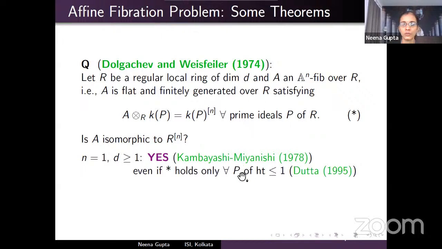In a deep result due to Amartya Kumar Dutta, my supervisor, he proved that this condition on all the fibers can be reduced to only prime ideals of height less than or equal to 1. So it is enough to assume the condition only on prime ideals of height less than or equal to 1. In a highly non-trivial work, Sathaye in 1983 proved that any A^2 fibration over a discrete valuation ring which contains the field of rational numbers must be a polynomial ring. This requires the generalization of certain expansion techniques which were developed by Abhyankar.